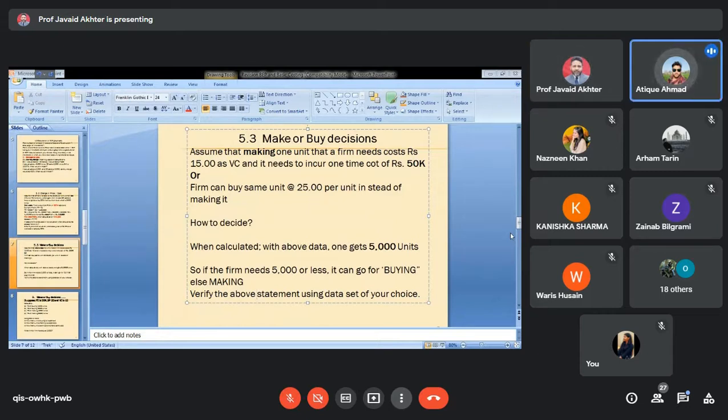Sir, I would like to go with making, because if we make the product, we will have the required equipment and the expertise of making the product. So in future, if we again require the product, we can make it, and it will be profitable. Okay, it is an argument in favor of making. There will be several arguments against making.